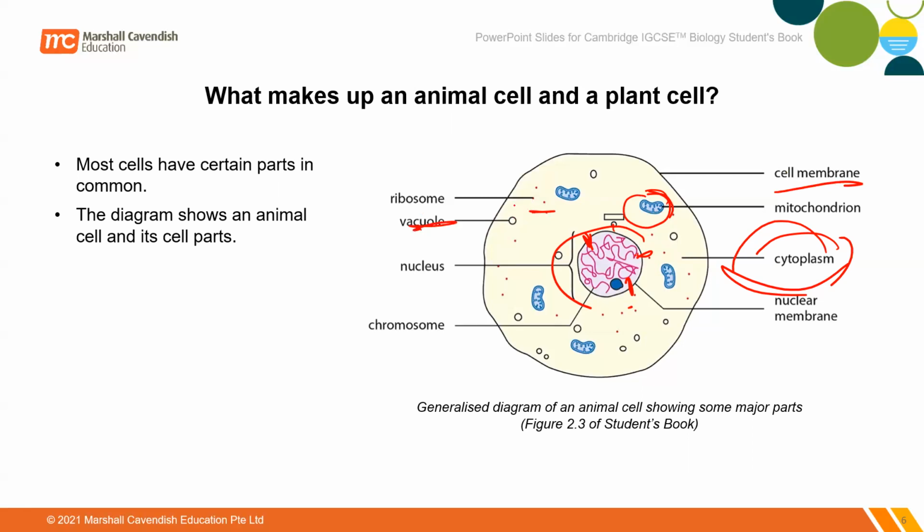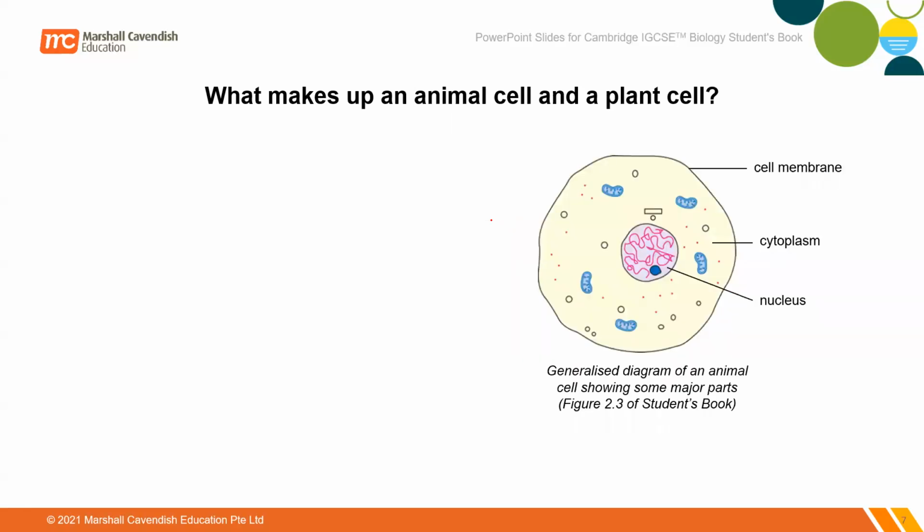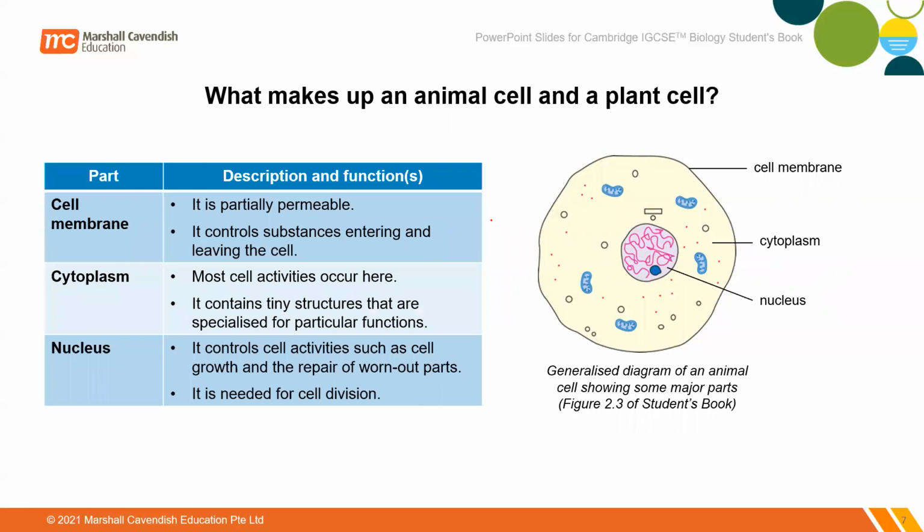Vacuoles are either few or absent in animal cells. If we have some vacuoles like this, they will be really tiny, but they are few or absent in animal cells. For our course, I recommend to say absent. There is no vacuole in the animal cell. Look at the structure and all of the description and function for cell membrane, cytoplasm, and the nucleus.